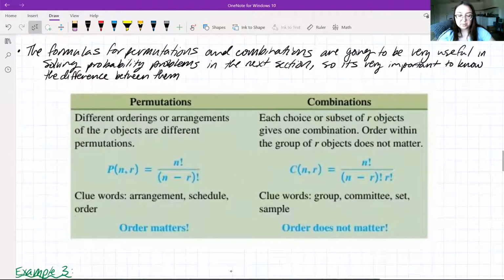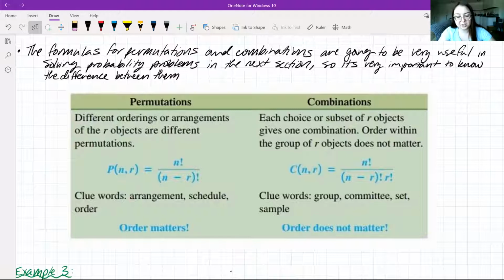So the formulas for permutations and combinations are going to be very useful in solving probability problems in our next section, section 8.3. So it's very important to know the difference between them. We really want to know exactly how they're different and when to use them in order to solve our probability problems that are going to be more difficult in our next section. So here is a little chart that shows us what the differences are.